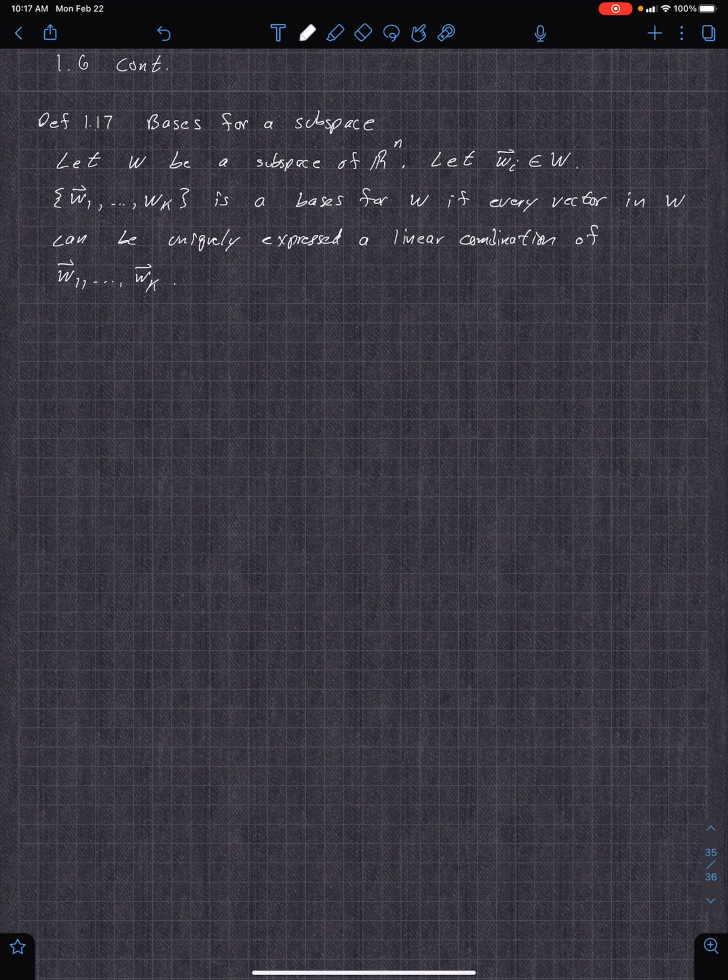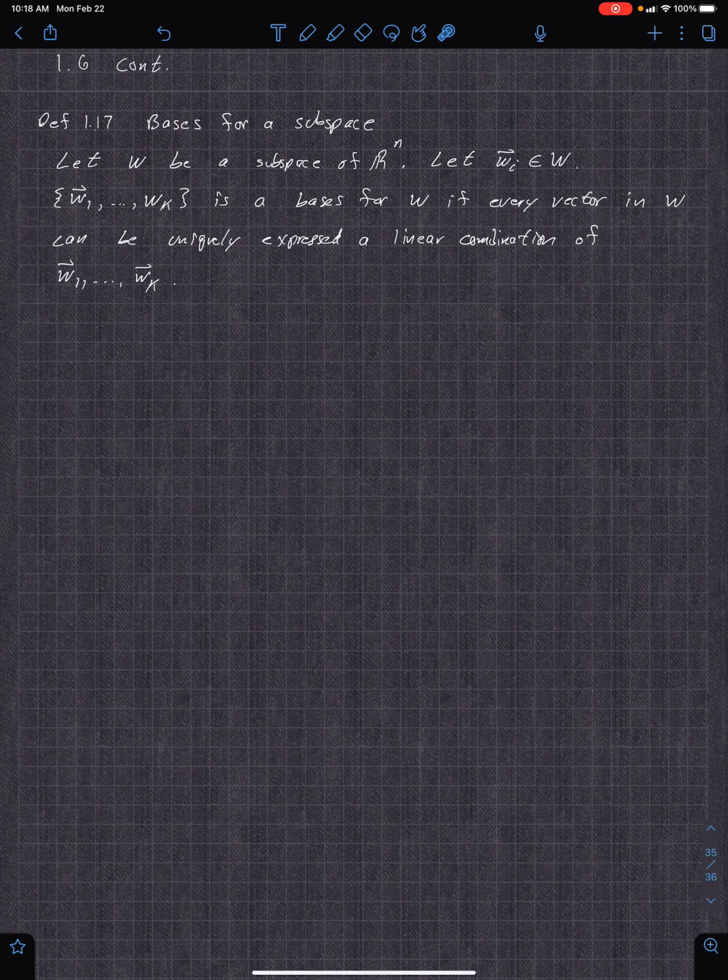So I think you want to focus mostly on that. So there exist linear combinations of w1 through wk that create the set W. So every vector in W can be expressed as a linear combination of these. And then they're unique, but that just kind of comes with the linear combination. So focus on that: this set creates this set by linear combinations.